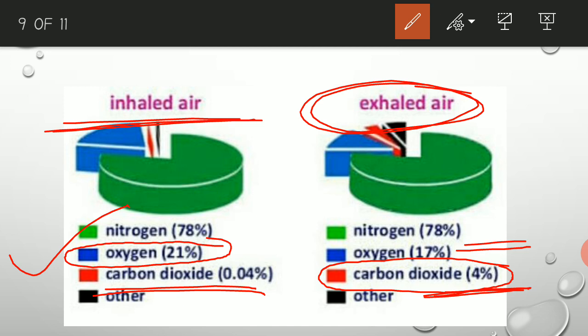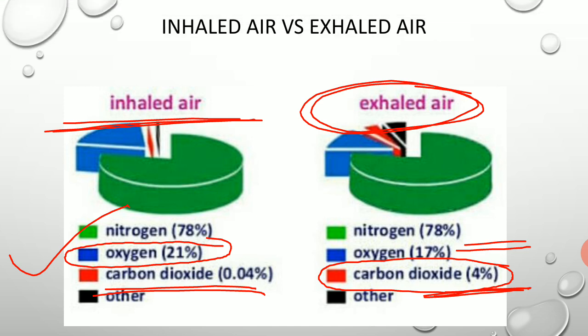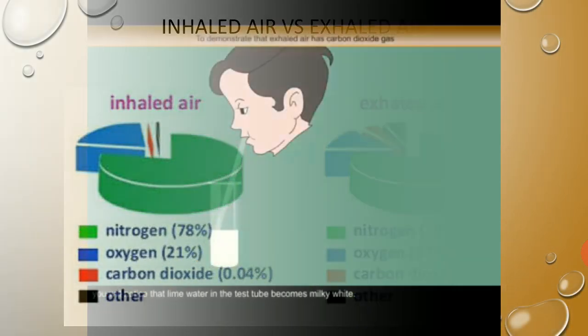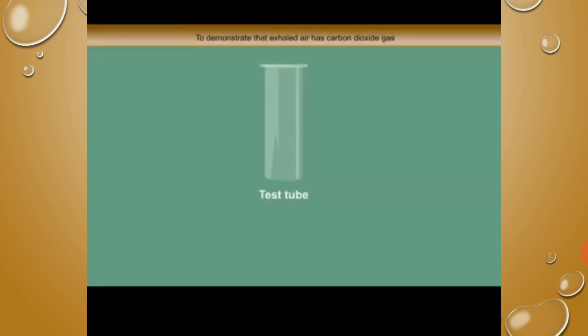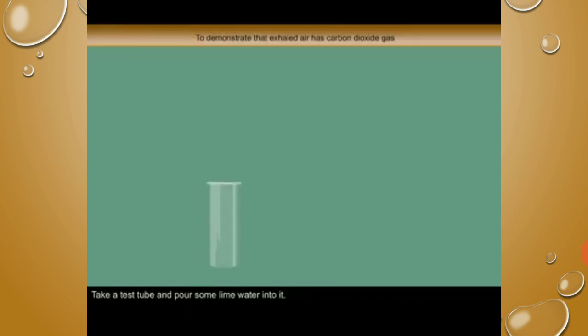Okay, but how can we identify the presence of carbon dioxide in the exhaled air? Now let's see another experiment. Demonstrate that exhaled air has carbon dioxide gas. Things required: a test tube, a straw, lime water. Procedure: take a test tube and pour some lime water into it.